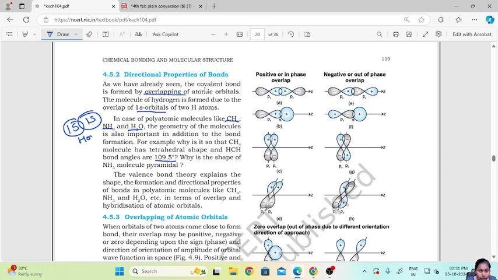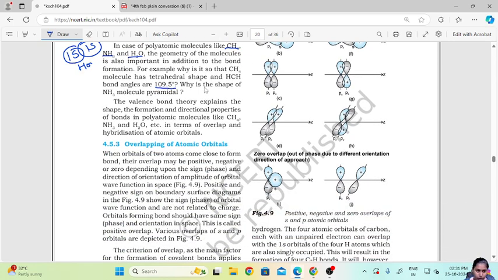So the valence bond theory explains the shape, the formation and directional properties of the bonds in polyatomic molecules like CH4, NH3, H2O. On what basis do they explain this? They explain it in terms of overlap and hybridization of atomic orbitals.